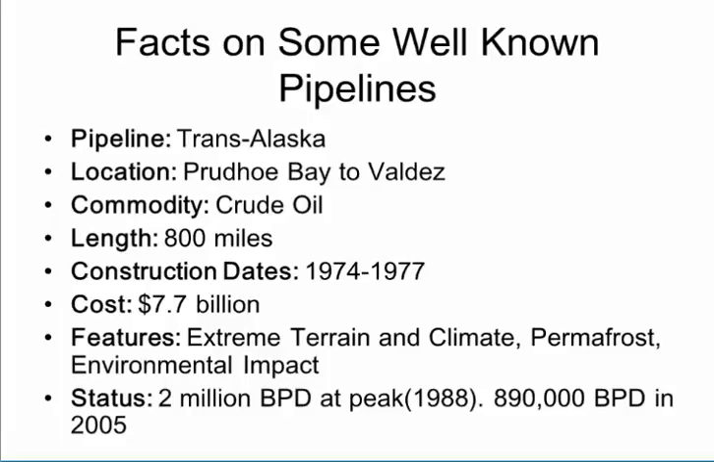The Trans-Alaska pipeline travels from the very north, Prudhoe Bay. There's some oil fields out there, down to Valdez. Commodity transported there is crude oil. Length of that particular pipeline, 800 miles. Was constructed in the early 70s. Quite a few challenges back then with the extreme climate, the permafrost and environmental impacts, and these were taken seriously probably for the first time in pipeline work, and that marked quite a turning point in how we dealt with pipelines and environmental impacts.